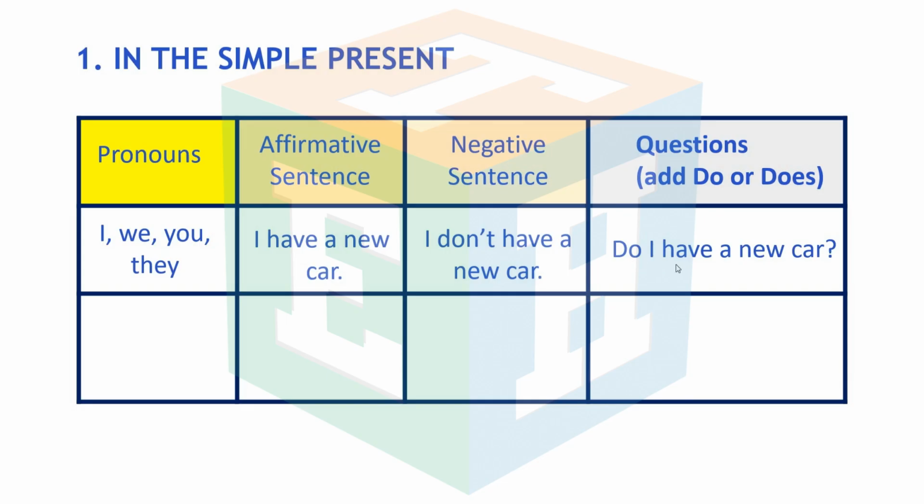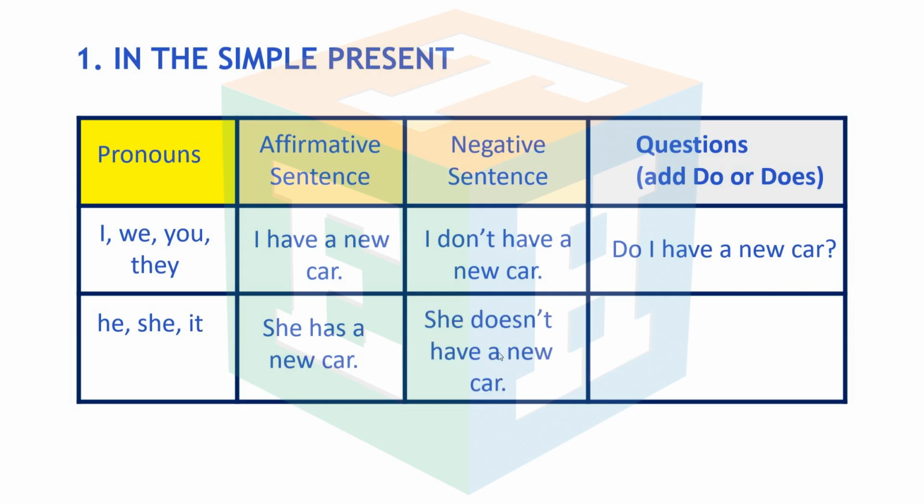Do I have a new car? For singular, he, she, it. She has a new car. Negative sentence. She doesn't have a new car. Question, does she have a new car?